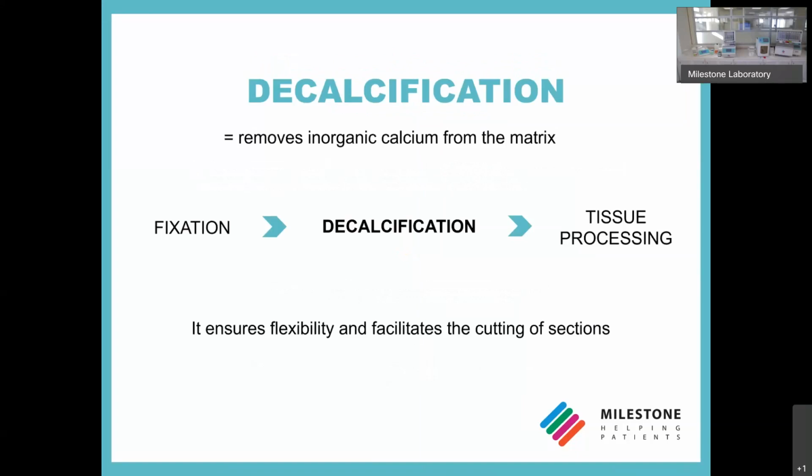It is perhaps easier now to understand why so much effort is required. The purpose of decalcification is to remove inorganic calcium from the matrix. Decalcification is performed after fixation, but before tissue processing. It ensures flexibility and facilitates tissue sectioning to easily undergo pathological evaluation.